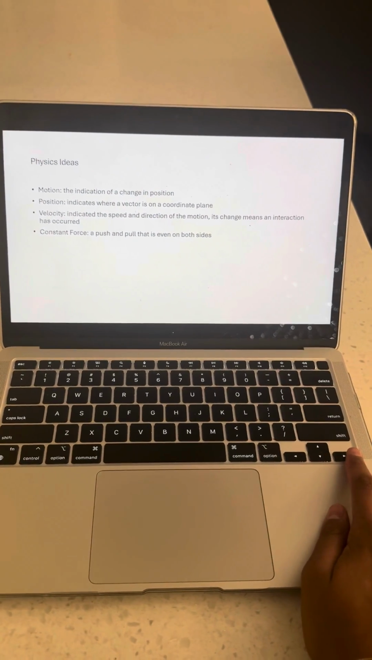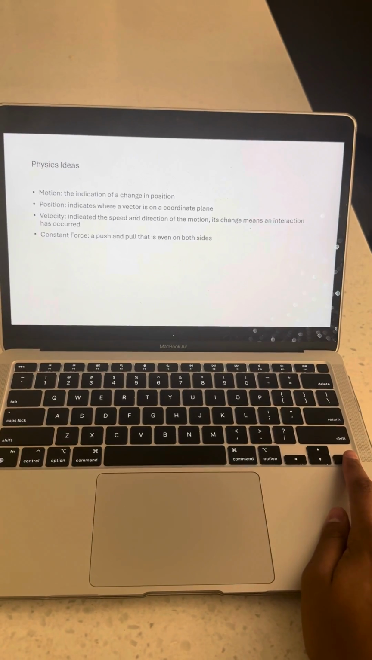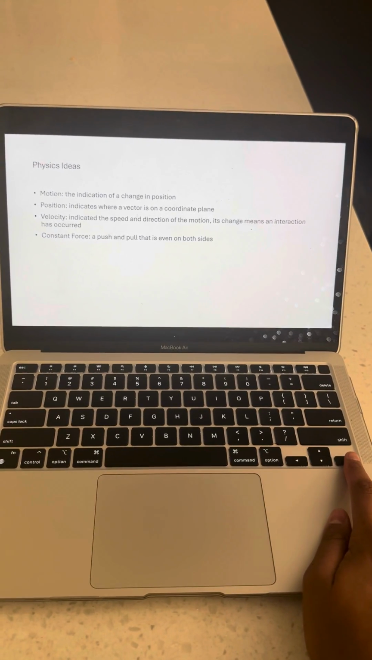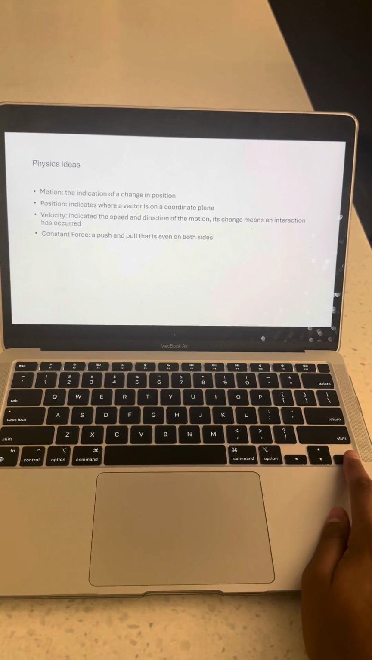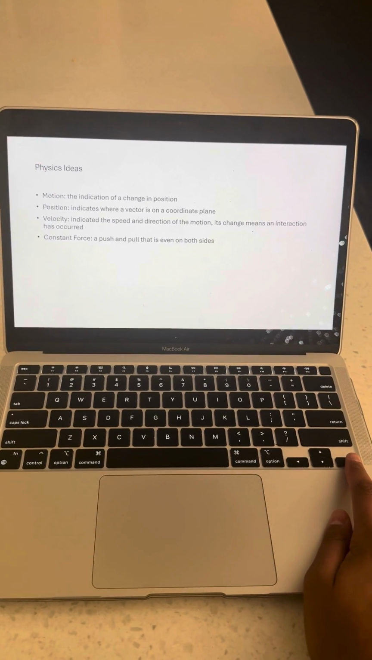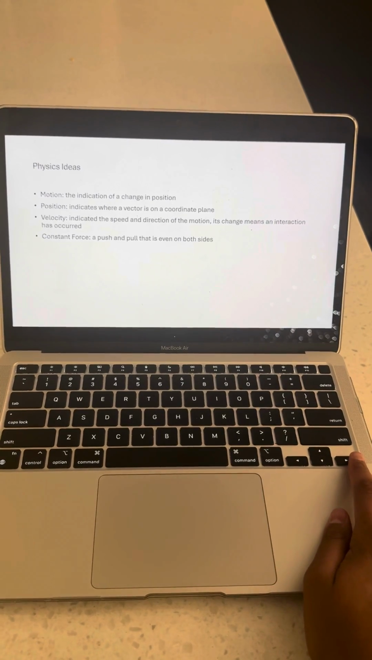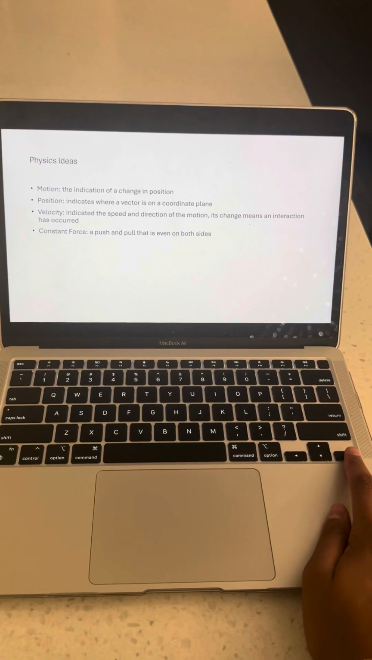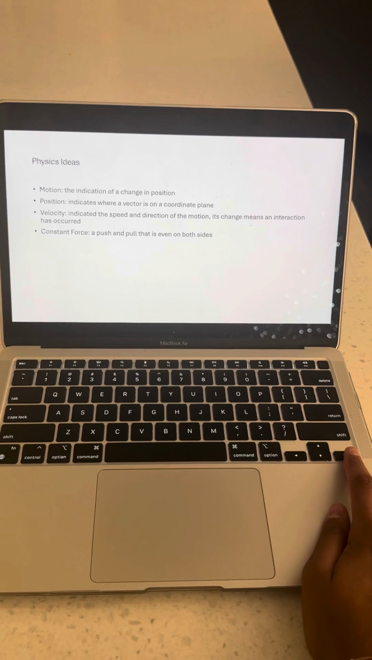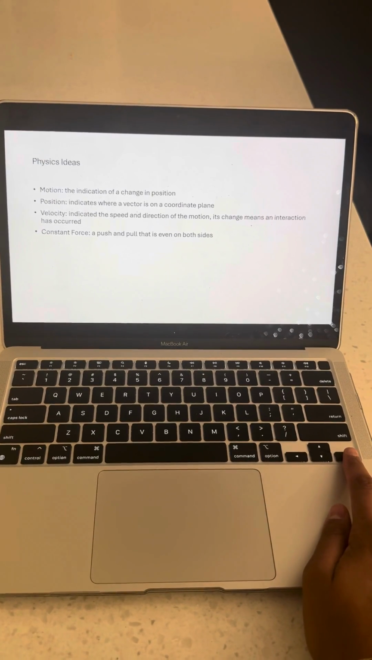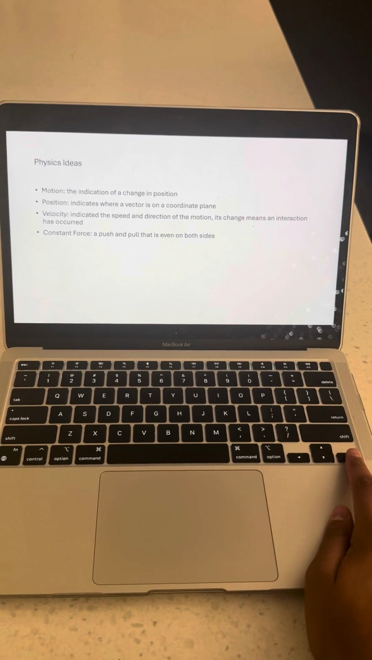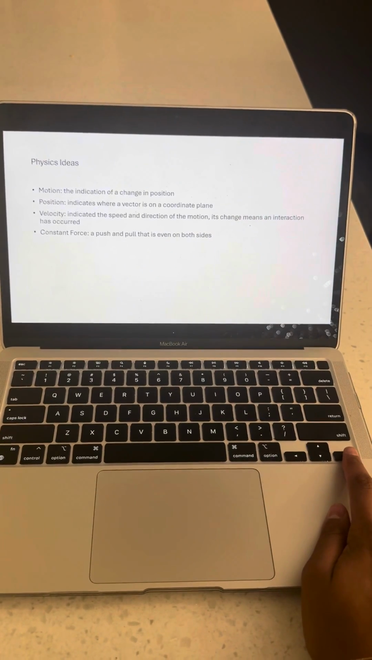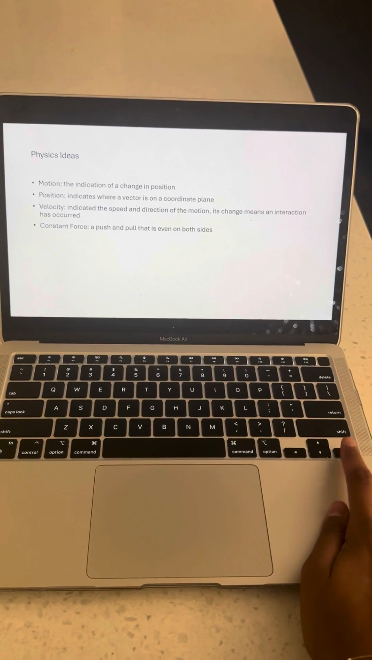And the main physics ideas used are: motion is the indication of a change in position, and position indicates where a vector is on a coordinate plane, and velocity indicates the speed and direction of the motion, and its change means an interaction has occurred. And a constant force is a push and pull that is even on both sides. And the idea of Newton's second law of motion, of mass and acceleration, is also playing an effect.